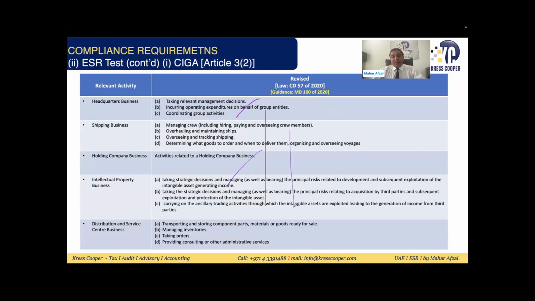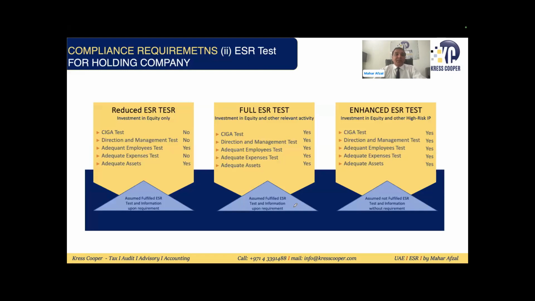You can go through all SIGA activities, core income generating activities. So for the holding company, I discussed there are three different types of requirement: reduced economic substance requirement, full, or enhanced. Enhanced if the holding company is conducting holding company business plus high risk intellectual property business. Full if the holding company is conducting any relevant activity other than holding company. Then reduced if the holding company is conducting only holding company activity, meaning making investment in the form of equity and equitable interest and getting income in the form of dividend or capital gain.